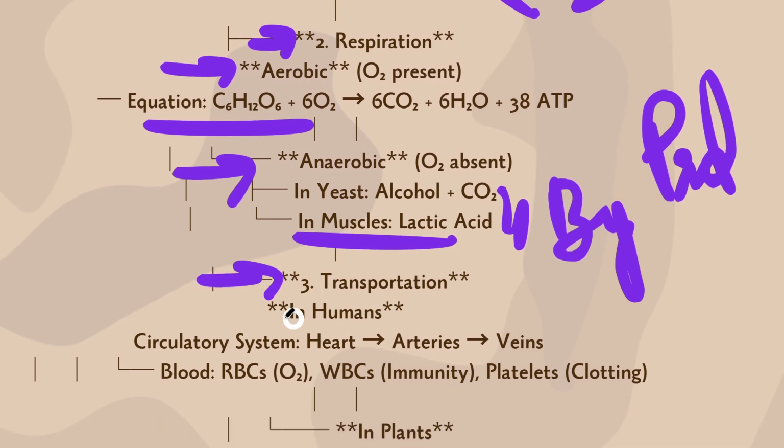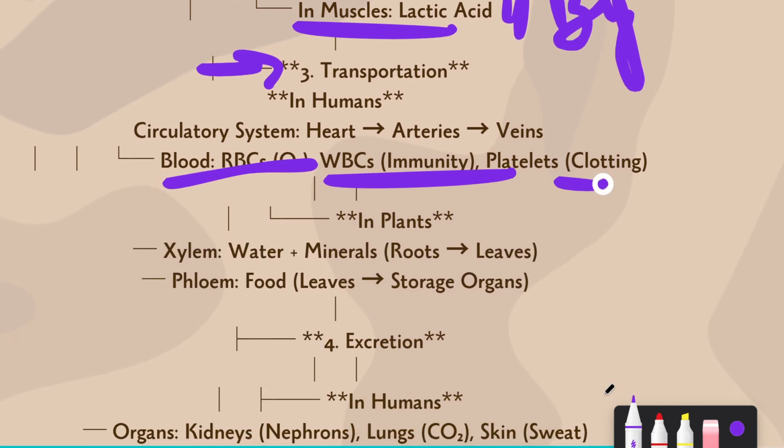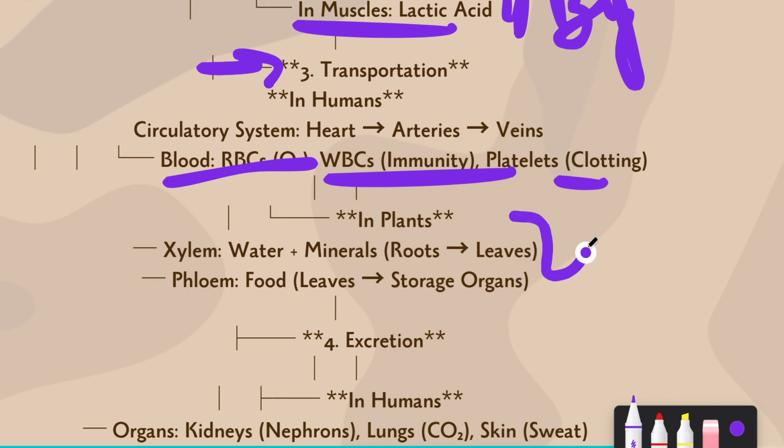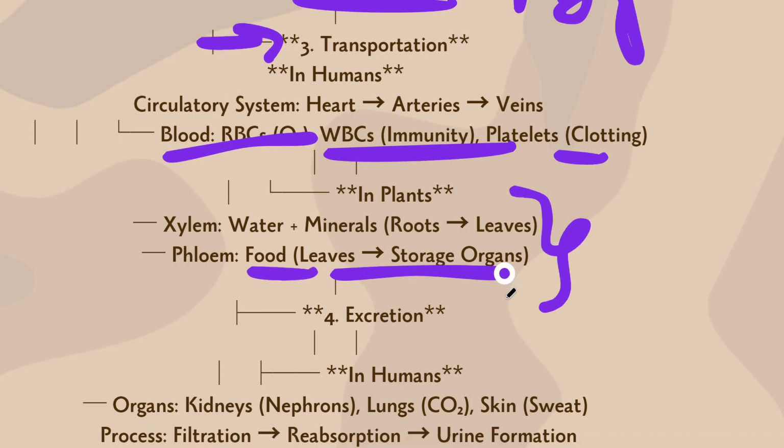Next is transportation. In humans, the circulatory system: heart, arteries, veins, blood, RBCs, WBCs, platelets, and all this stuff. And in plants, the transportation system: xylem transports water plus minerals from roots to leaves. Phloem transports food from leaves to storage organs.